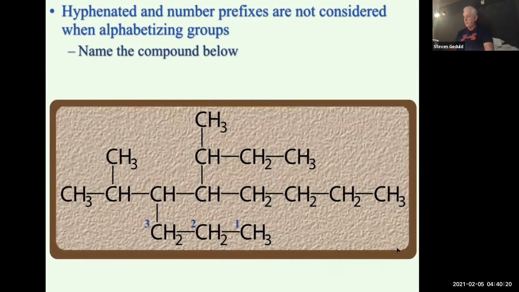Oh, I didn't mean to do that. It won't go back.